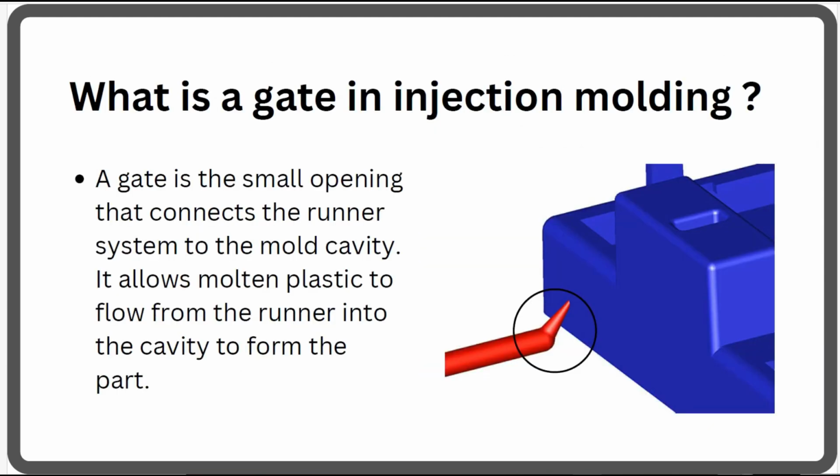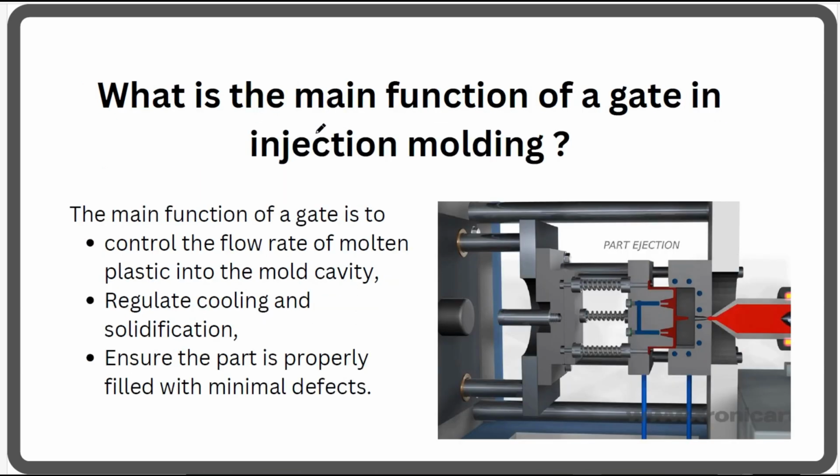Okay, so what is a gate in injection molding? A gate is a very small opening that connects the runner and the mold cavity, and through this small opening we pass the molten plastic into the cavity to form the plastic product.